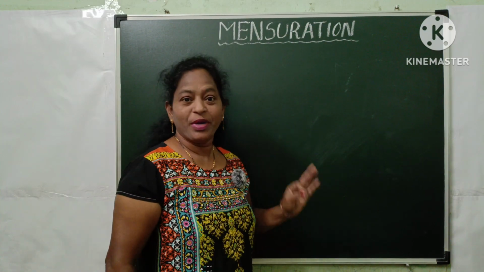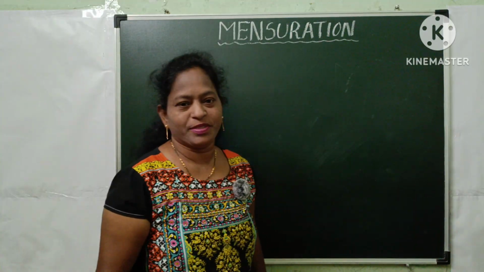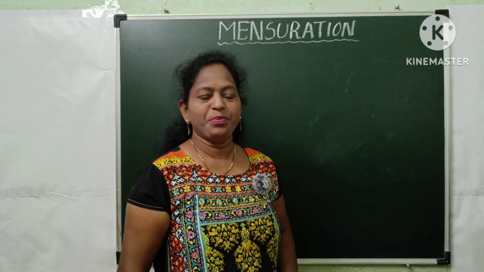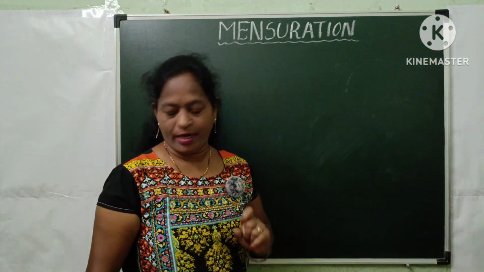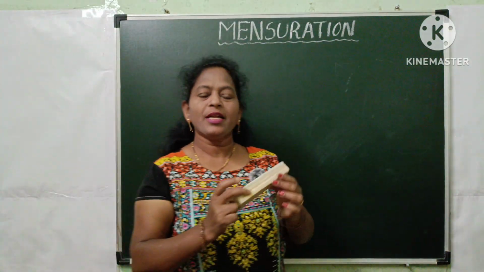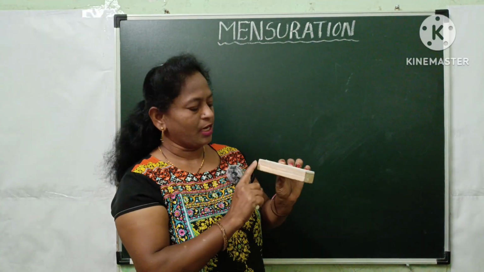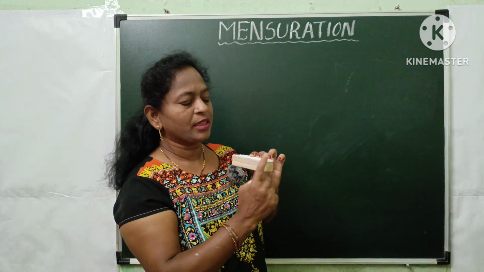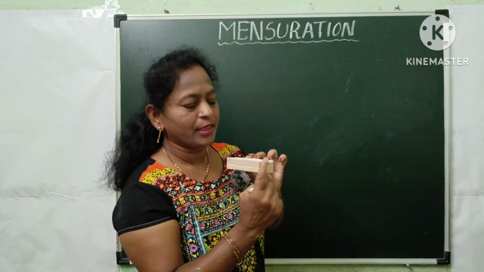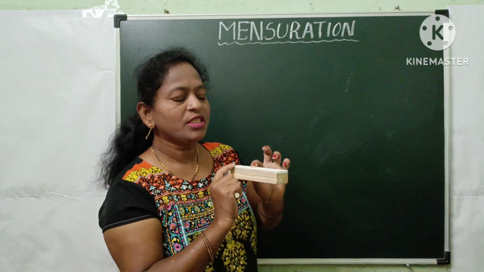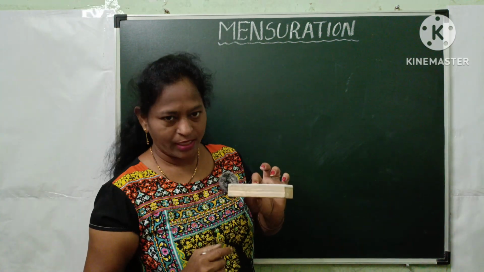Today's topic, mensuration. In mensuration, we are discussing 3D shapes. 3D means three-dimensional shapes, which have length, breadth, and height. For example, see the duster. Yes or no? It has three dimensions: length, breadth, and height. Shapes which have length, breadth, and height are three-dimensional shapes.